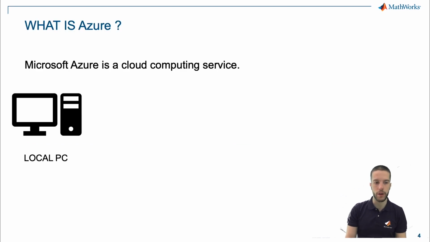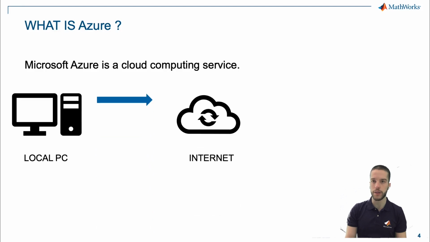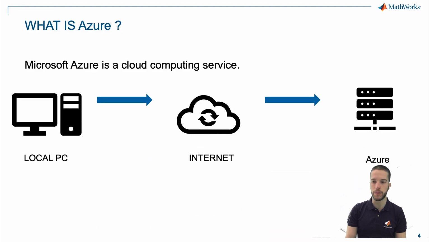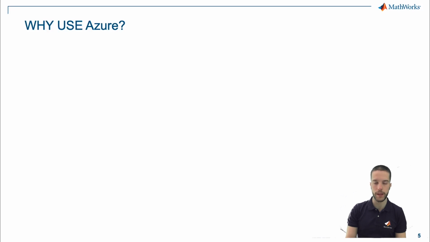Normally we have our local PC where we perform our work. Our PC is connected to the internet, which is connected to Azure servers. The idea is to use this connection and the potential of the online servers to improve the performance of our computation. But why can we use Azure?